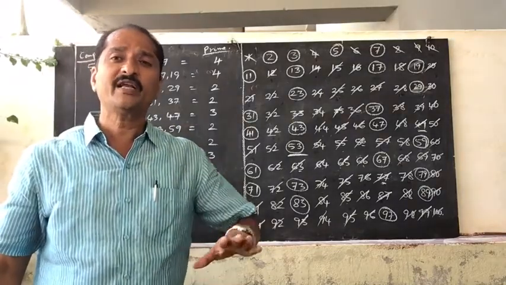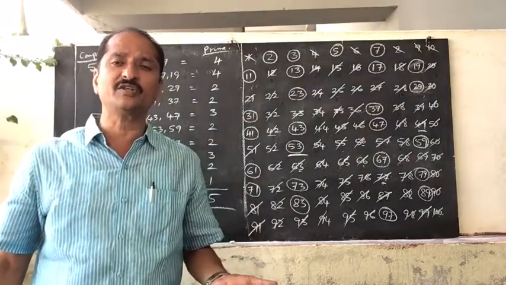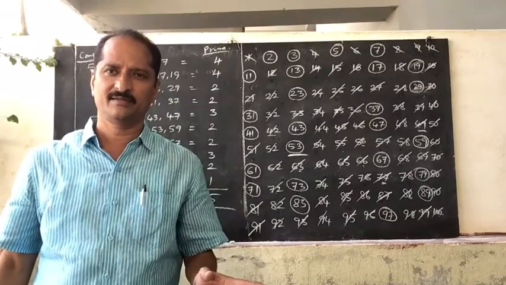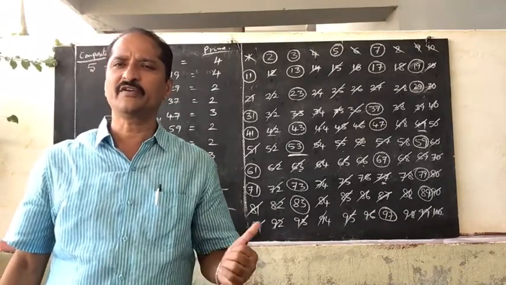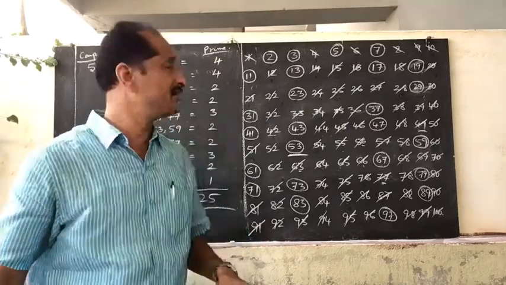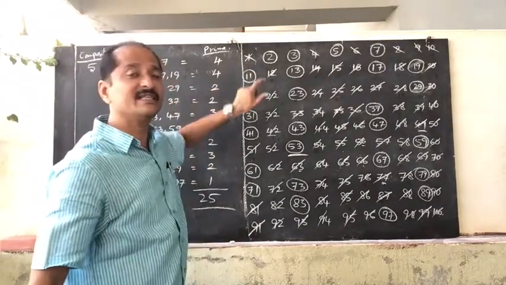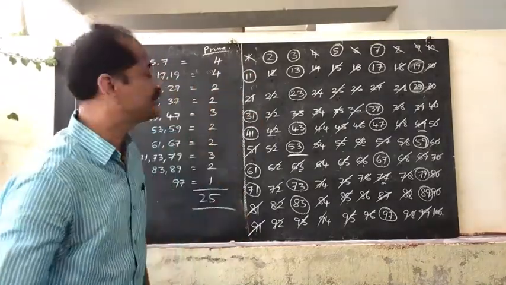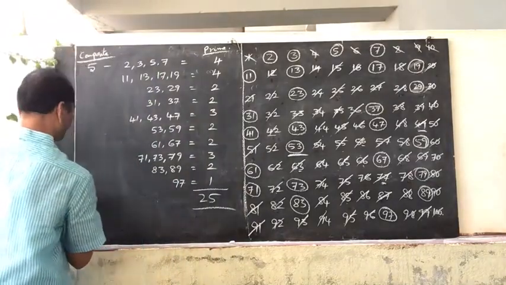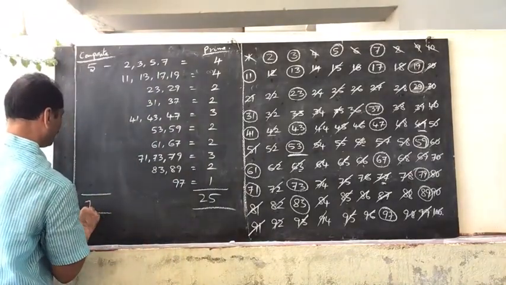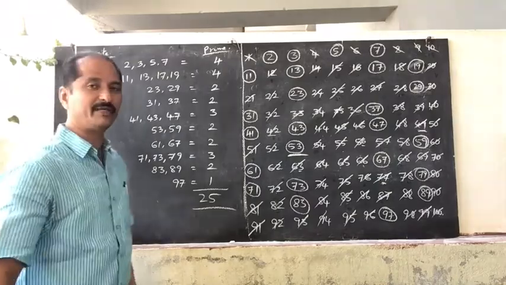And how many composite numbers will be there? Actually 1 to 100 totally we have 100 numbers. 1 to 100, 100 numbers only. 25 taken out, the rest is 75. Of the 75, only one is neither prime nor composite. So here we have 74 composite numbers between 1 to 100.